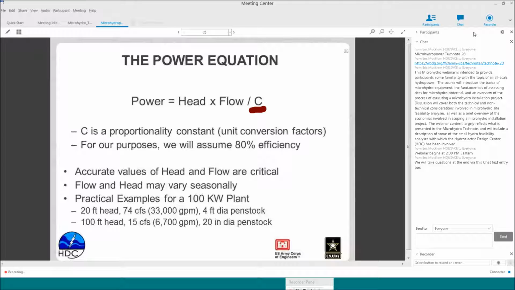Also, if the flow you are considering is a stream, be aware of how much of that stream's flow you might actually be able to utilize by rerouting through a penstock and microhydro turbine. I will introduce some applicable equations on the next couple slides, but to give you an example of scale, we might achieve 100 kilowatts with 20 feet of head at 74 cubic feet per second, or we might scale back the required flow and still achieve 100 kilowatts if our head is then increased to 100 feet and the flow was reduced to 15 CFS.